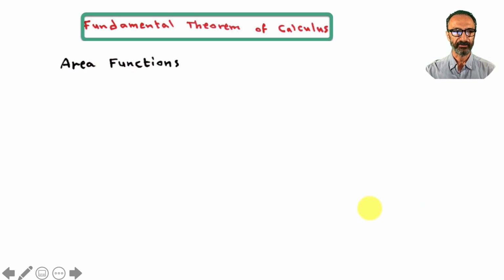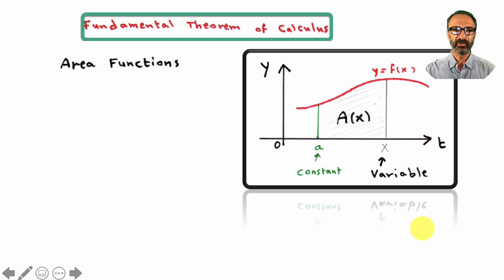Area functions. If you see in this graph, we have a function that is continuous and differentiable. Y equals f of x, and we are going from a, which is a constant, that's my start point, up to x, which is a variable. So x could be here, could be here, could be here. As we move away from a, the area is gonna increase. So what we have is area as a function.